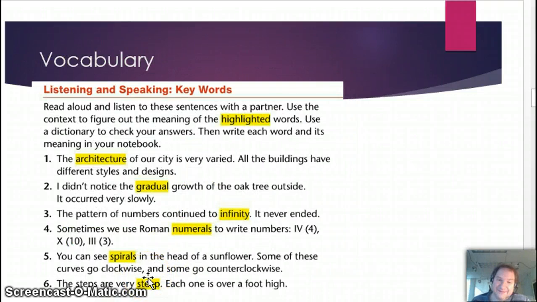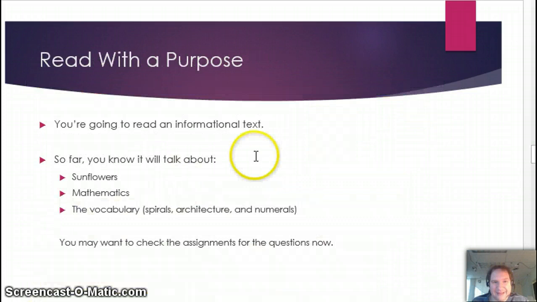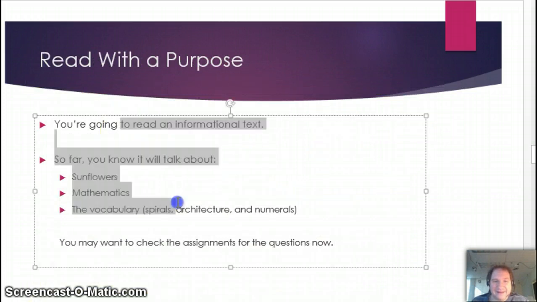Steep: goes up very sharply. A lot of people got this one with the environmental science lesson. Go over this in a live class, a few more. Constant: all the time. Illustrate: give an example. Sequence. This is Fibonacci sequence. And unique: only one.